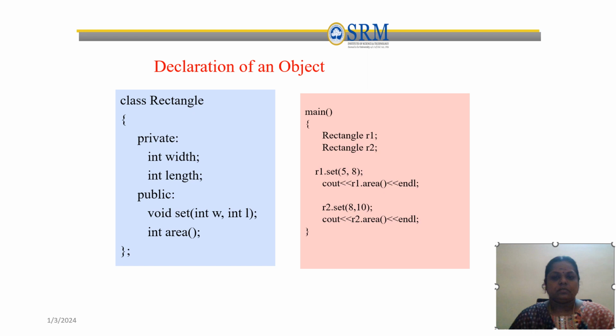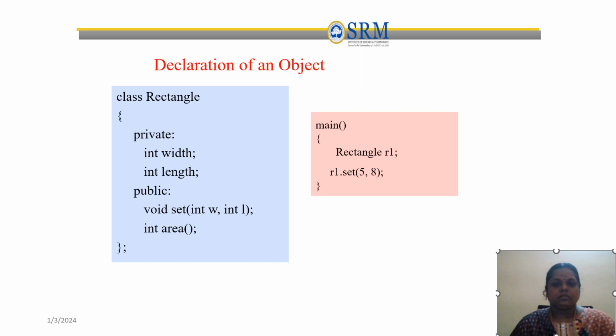Yes, the class is defined with the name rectangle. The parameters define private width and length, and public set is the function to calculate the area. In the main function, I am calculating the area for two objects I am creating. Class name rectangle, object name R1; class name rectangle, object name R2. So I can create any number of objects for a particular class. Here R1 dot set of 5, 8; what is the set function? I am passing the values and printing the area of R1 and R2. Here endl will print in the next line, a new line.